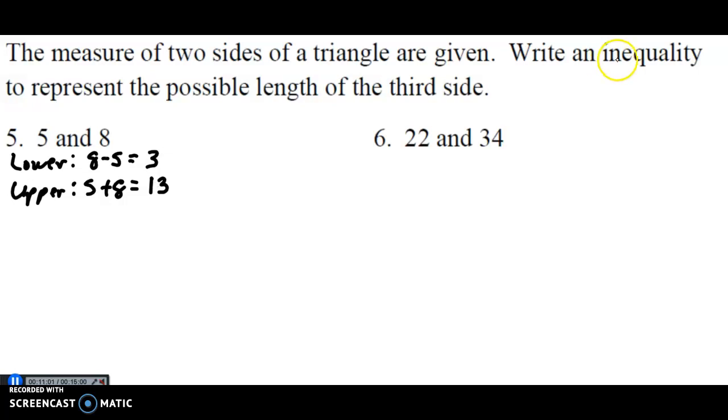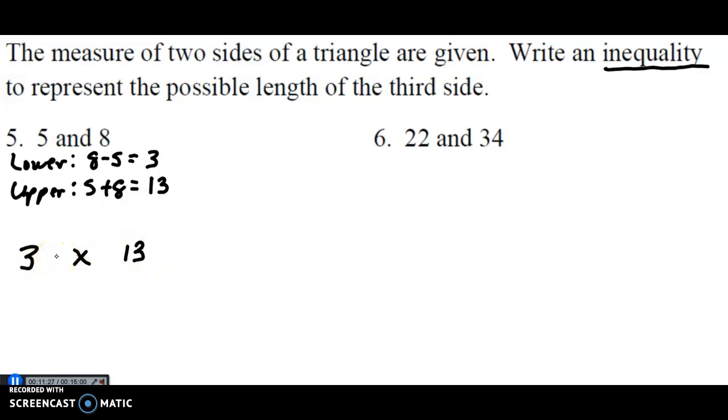We're being asked to write an inequality. So here's how you do that. You're going to write the lower limit first, which is 3. You're going to leave a little bit of a space, and you're going to write an x, and you're going to leave a little bit of a space, and you're going to write a 13. And what that basically says is that x is in between 3 and 13.